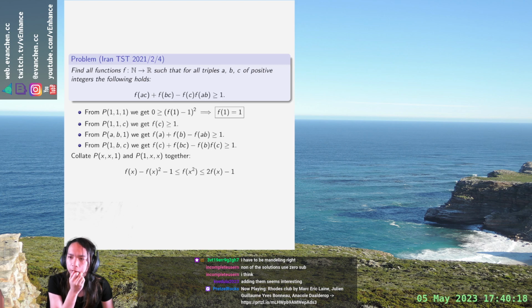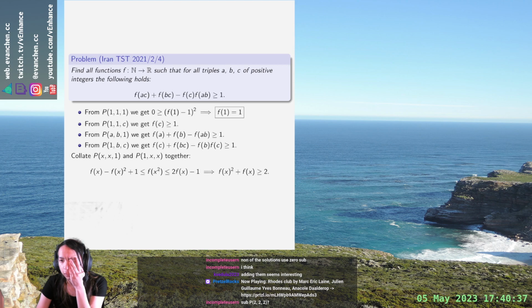No, something's wrong. I expect all 1s to be equality, so I messed something up. This should be plus 1. Okay, exciting, we get some quadratic, plus f(x) is at least 2. Oh, that's not good, we already knew that. Okay, fine.